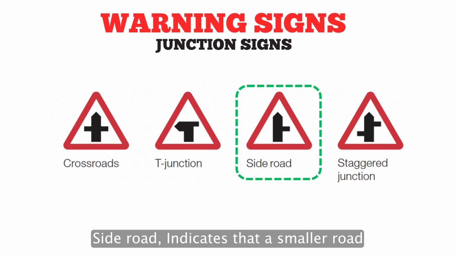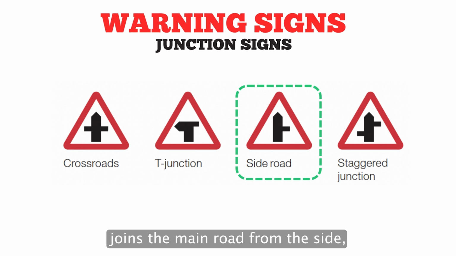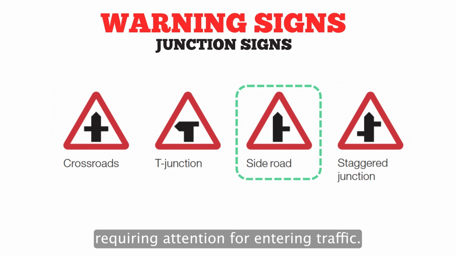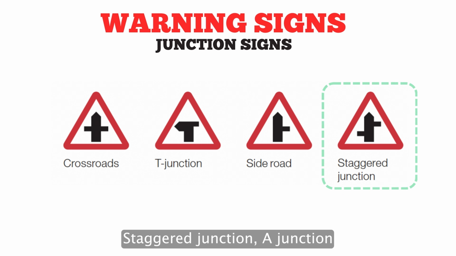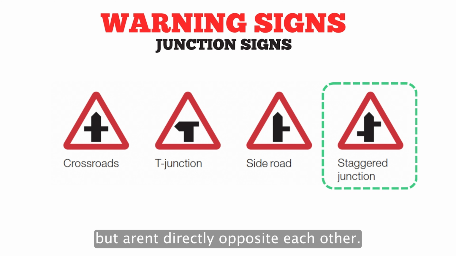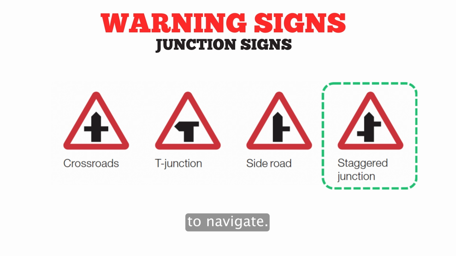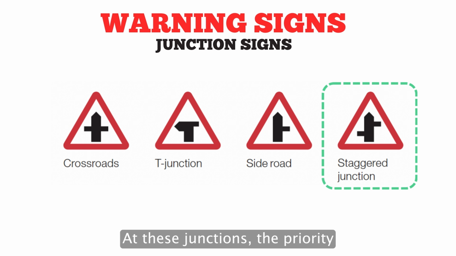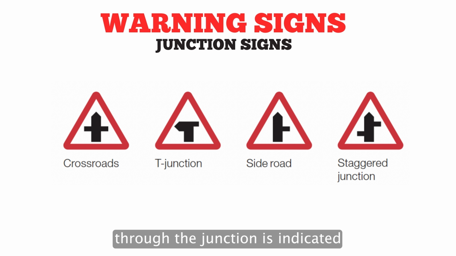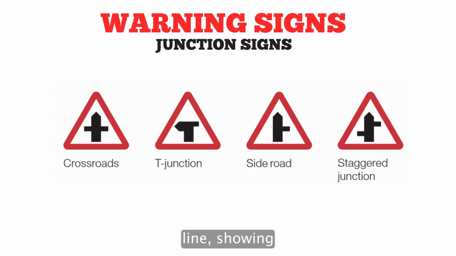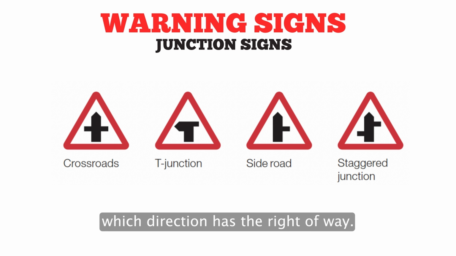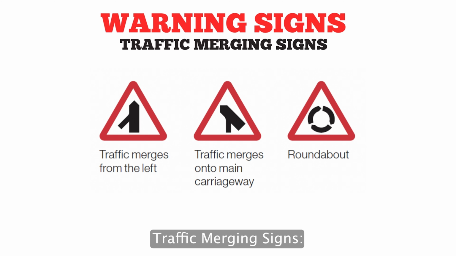Side road indicates that a smaller road joins the main road from the side, requiring attention for entering traffic. Staggered junction, a junction where roads meet at an angle but aren't directly opposite each other. You may need to adjust your speed to navigate. At these junctions, the priority through the junction is indicated by the broader line, showing which direction has the right of way.